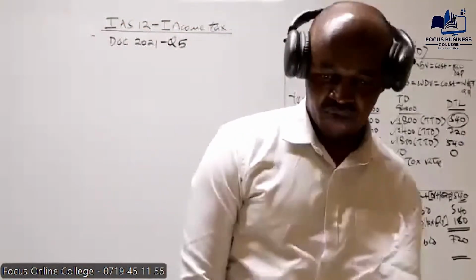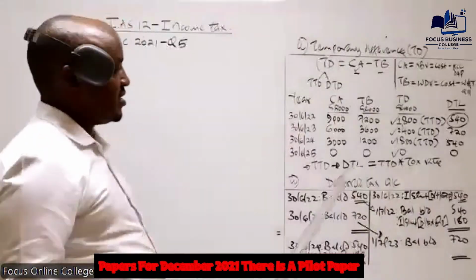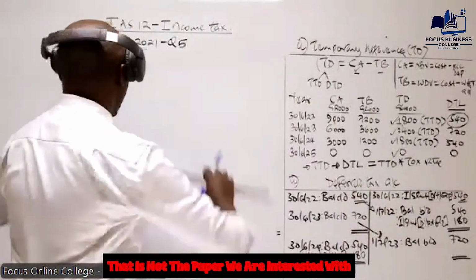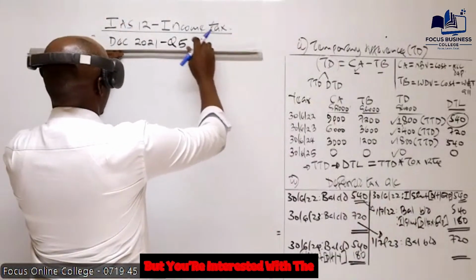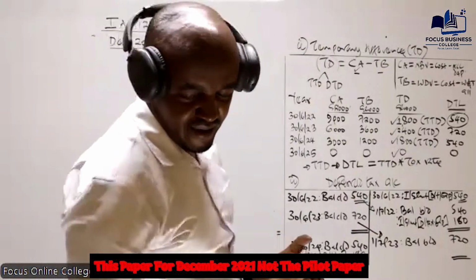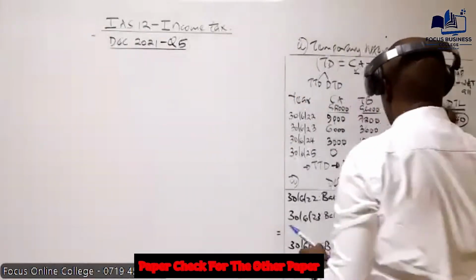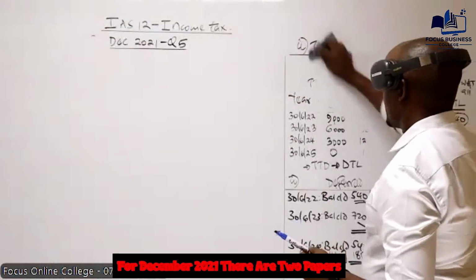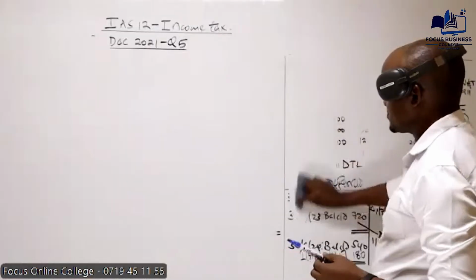There are two papers for December 2021. There is a pilot paper. That is not the paper we're interested in, but we're interested in this paper for December 2021, not the pilot paper. When you see it written pilot paper, check for the other paper. For December 2021, there are two papers.